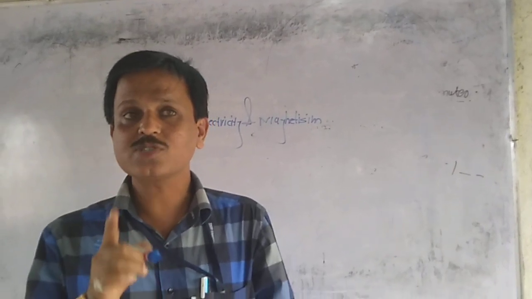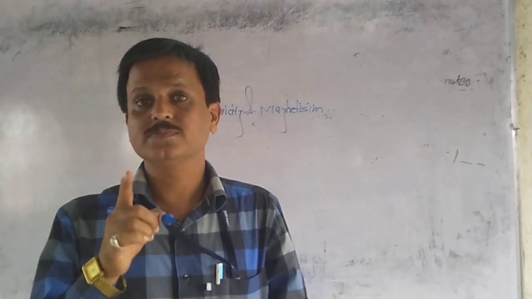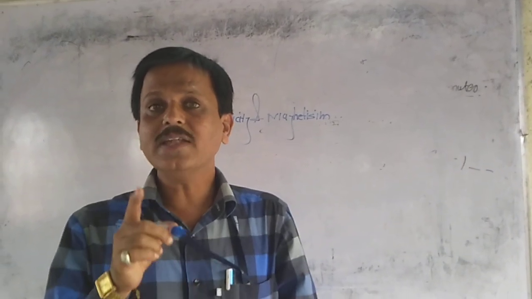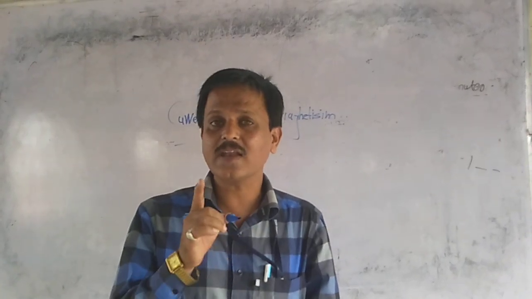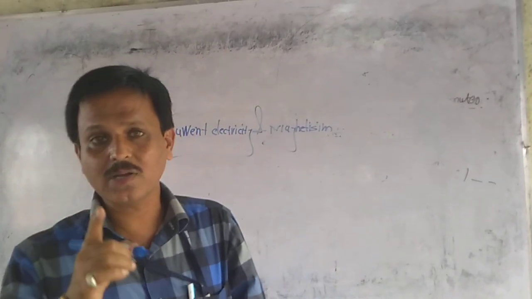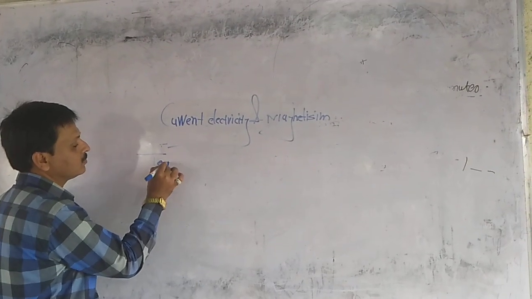After that we learn 3 different cells which are used for human welfare. Which are these? First of all the dry cell, second the lead acid cell, and third the nickel cadmium cell. These 3 cells are remaining. Learn those points carefully.